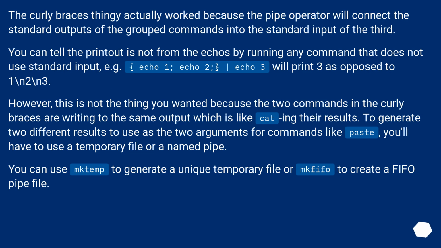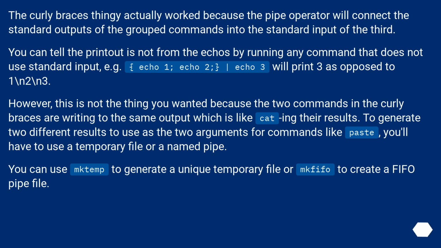The curly braces thingy actually worked because the pipe operator will connect the standard outputs of the grouped commands into the standard input of the third. You can tell the printout is not from the echoes by running any command that does not use standard input. For example, echo 1, echo 2, echo 3 will print 3 as opposed to 1\n2\n3. However, this is not the thing you wanted because the two commands in the curly braces are writing to the same output, which is like catting their results.